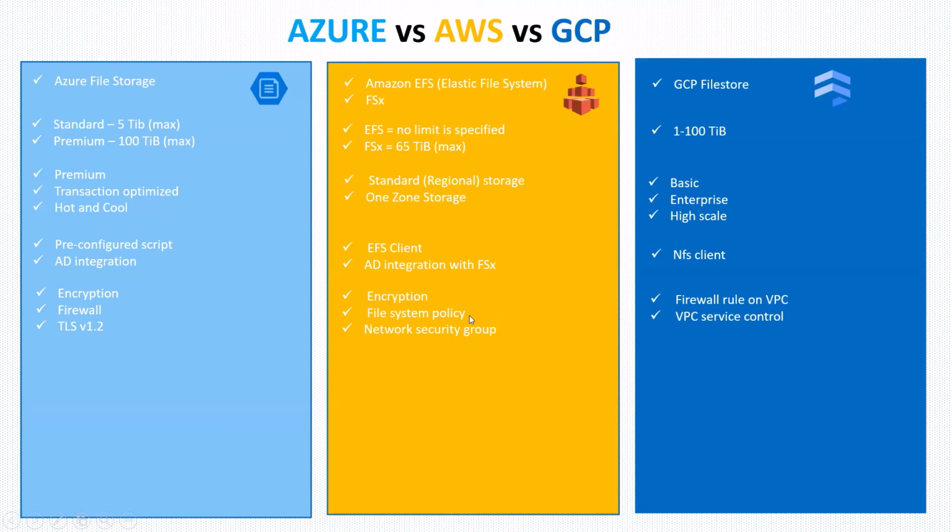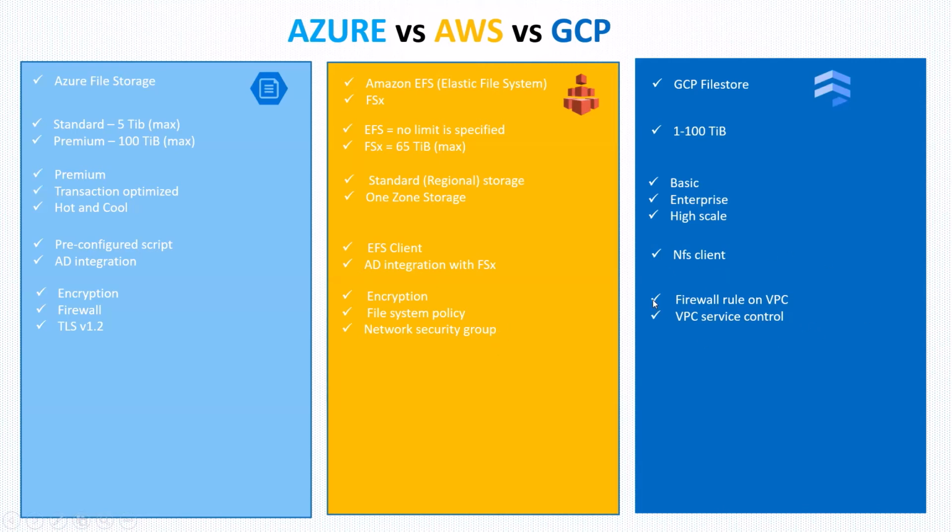Similarly, in AWS also, encryption is available, and you can use it to apply security. While configuring the EFS, you can also see file system policies. It is optional, but you can configure it for better control. And then there is also an option for a network security group. It's nothing but a firewall. You can use that as well.